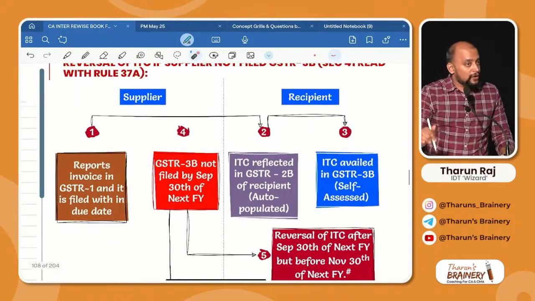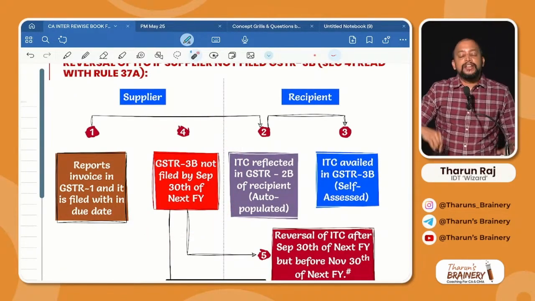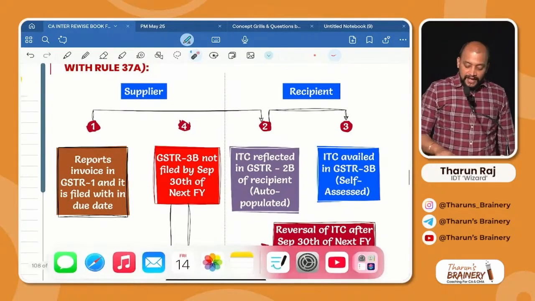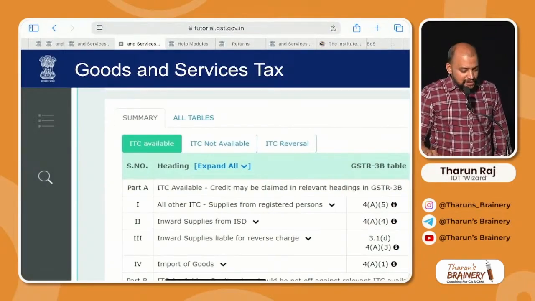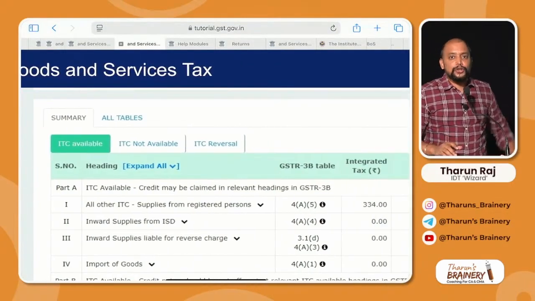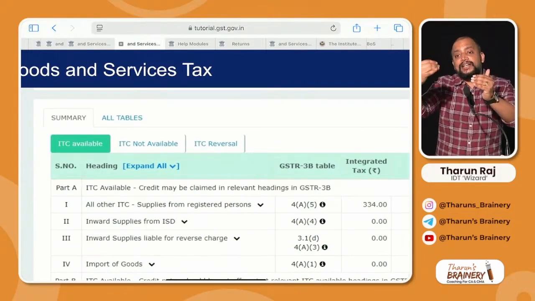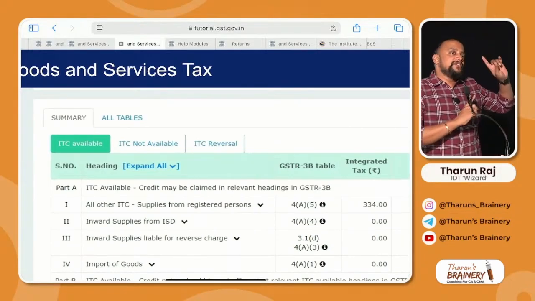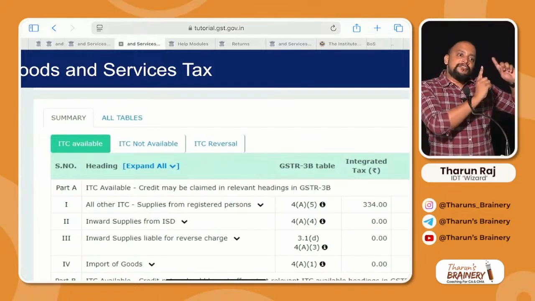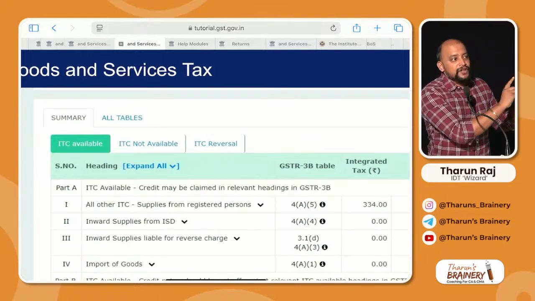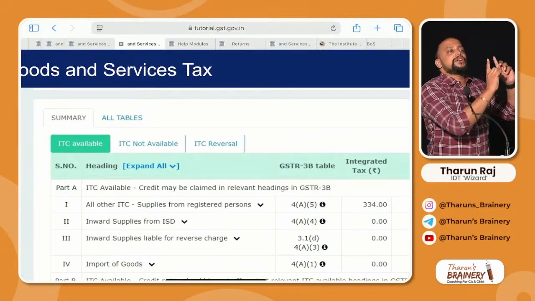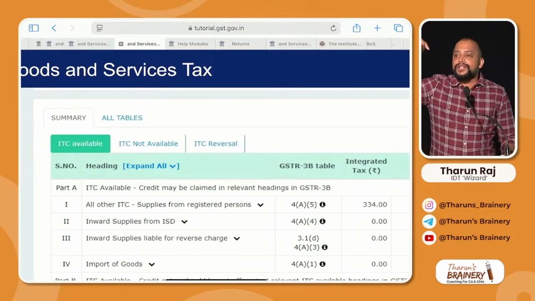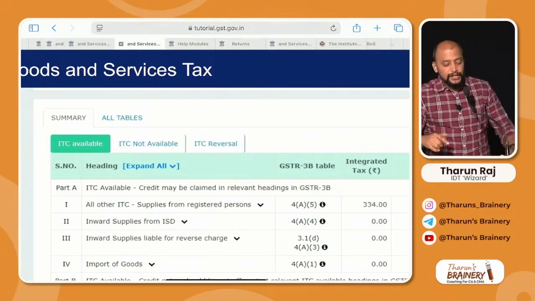How will the recipient know that the supplier did not file 3B by September 30th of the next financial year? The portal only will tell us. Where will the portal tell? In our GSTR 2B. You open GSTR 2B after September 30th of the next financial year. For example, financial year 2024-25 is completed. After September 2025, you open 2B.